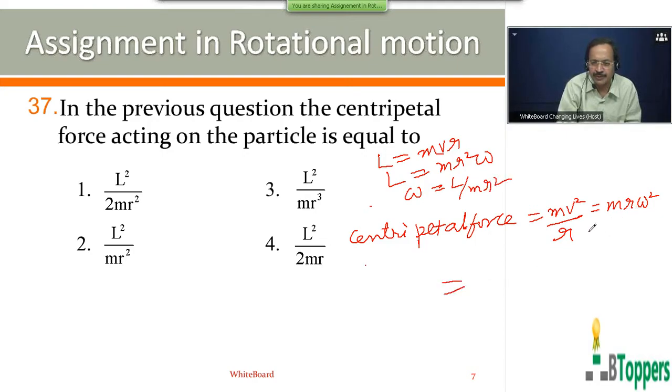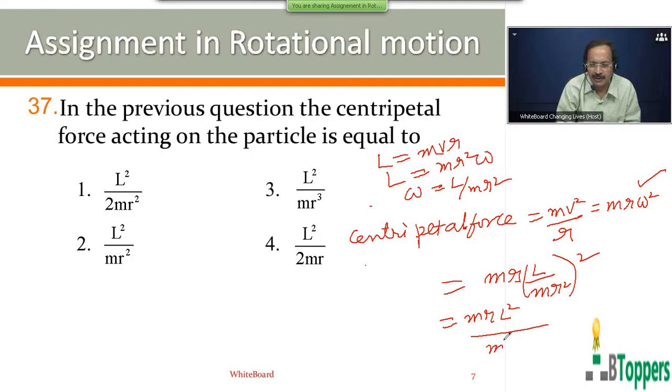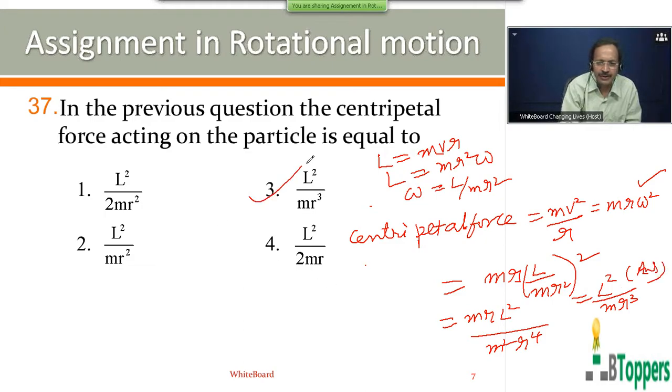So therefore, if you substitute omega is equal to L by mr square in this expression, you get mr into L square by m square r power 4. So you get L square by m r cube. That is third option will be the answer for this question.